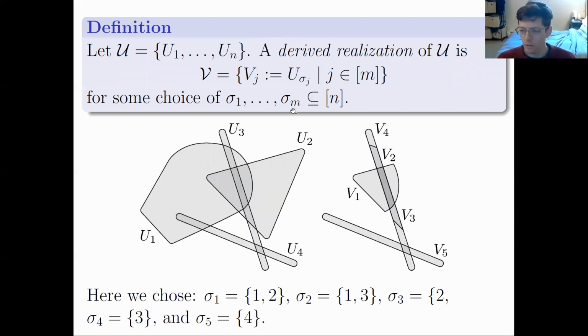And here's a picture to make this concrete. I have my realization on the left, consisting of 4 sets. My derived realization is on the right, consisting of 5 sets. And so here, for example, V1 is the intersection of U1 and U2, because I've chosen sigma 1 to be {1, 2}. Okay, so a little bit opaque, but the important thing to notice is that if U1 through UN are convex and open, so are all the V sets.